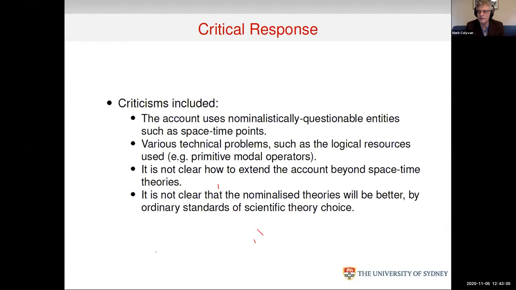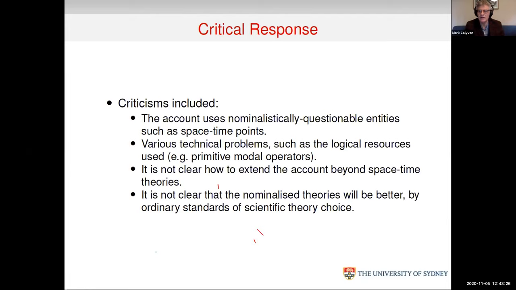But Hartry claims an advantage here in that the theories have intrinsic explanation rather than committing to these extrinsic explanations. And that's an advantage by normal scientific theory choice. But there's a lot more to say about that. Can they offer the same explanations?